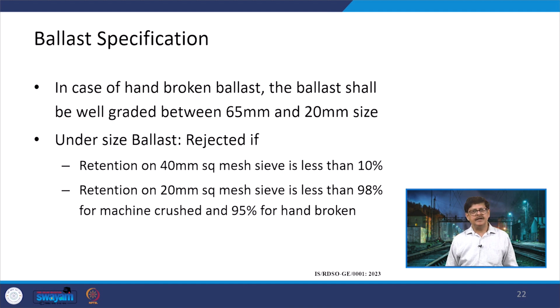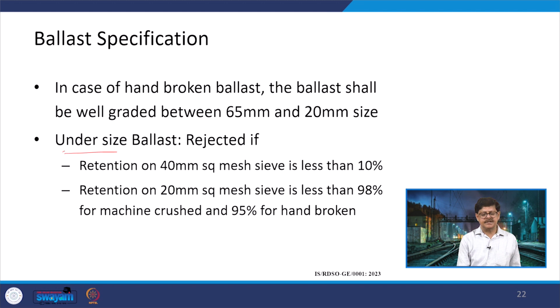Now, in case of hand broken ballast, the ballast shall be well graded between 65 and 20 mm size. It should not happen that there is much material which is just either passing or retained on one particular sieve itself. So, we need to take care of that.